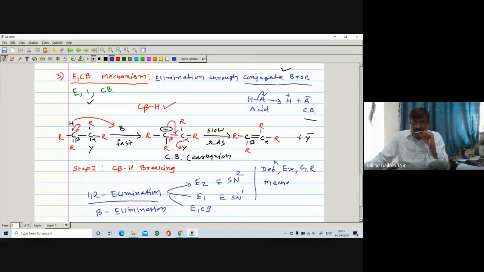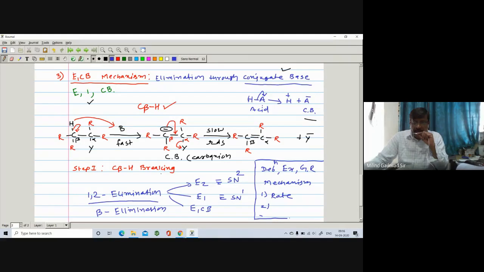In mechanism, we have to see the number of steps, right? So first step, there are three types of bond breaking. We have to see the rate of the reaction. We have to see whether it is unimolecular or bimolecular, and we have to see the evidence for the mechanism, right? So this part again we'll discuss in particular in the next lecture.